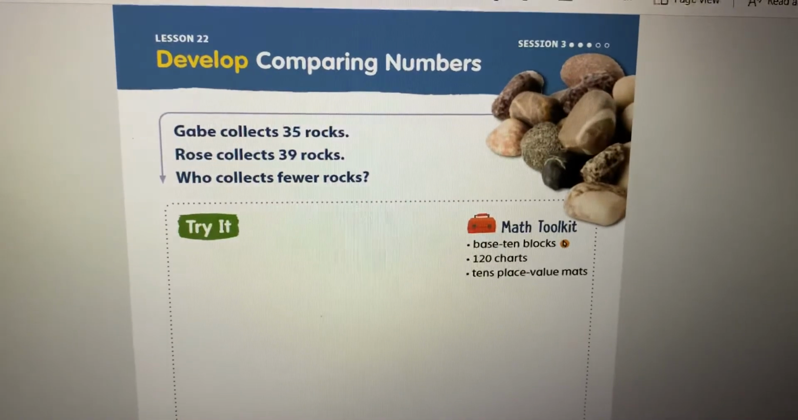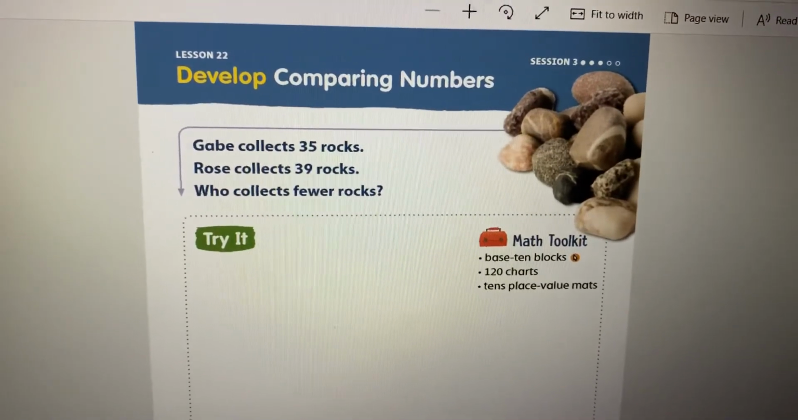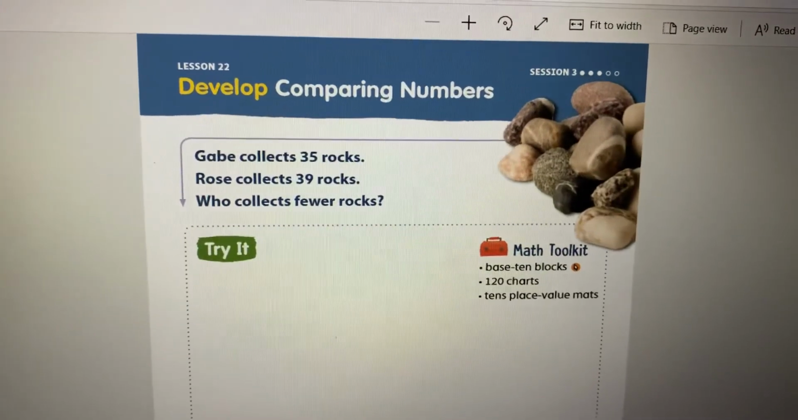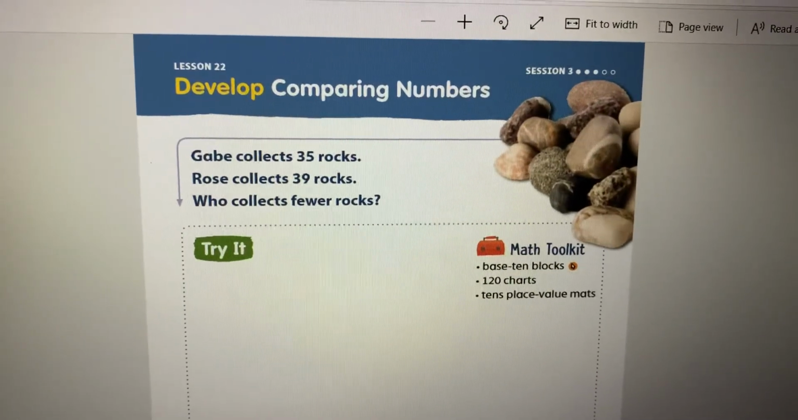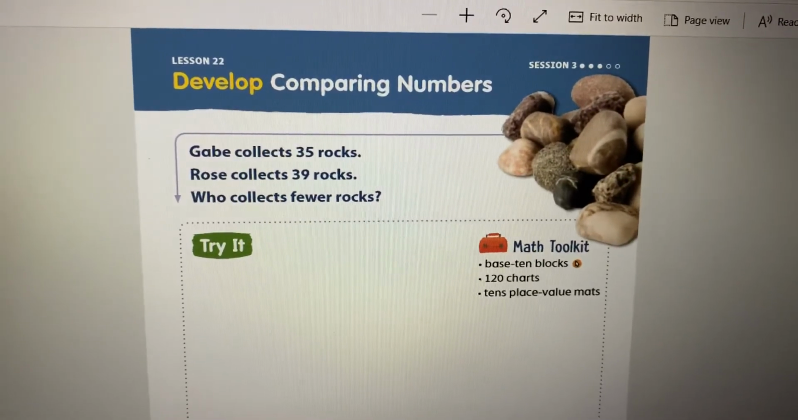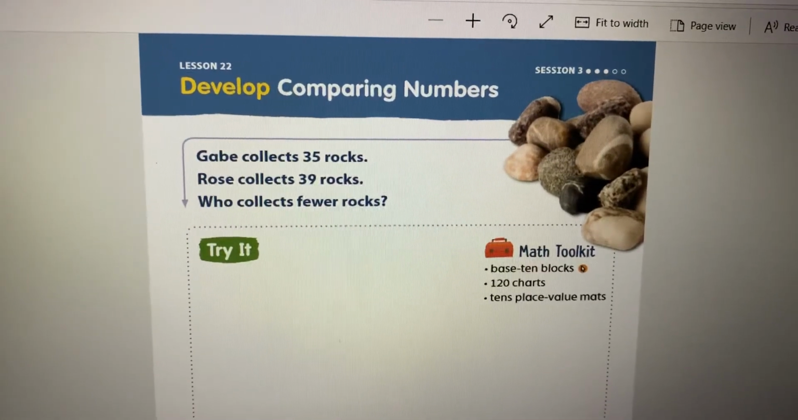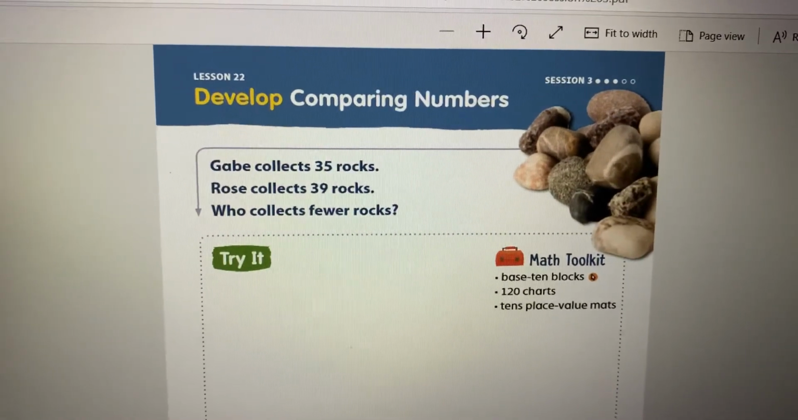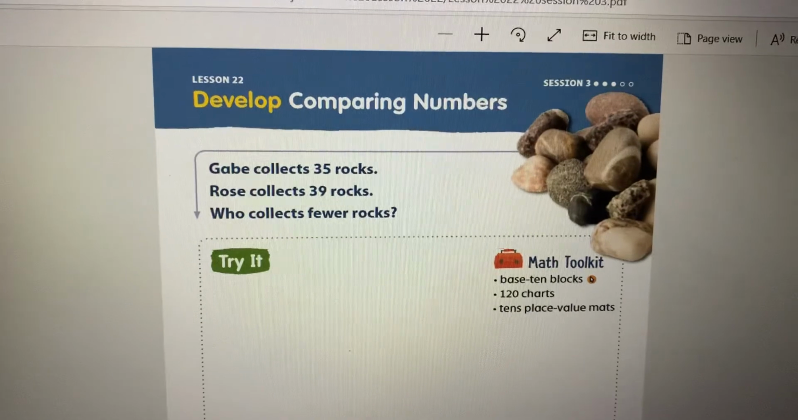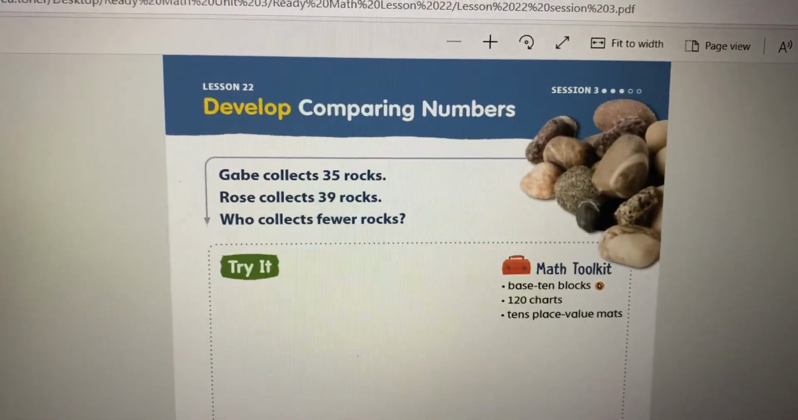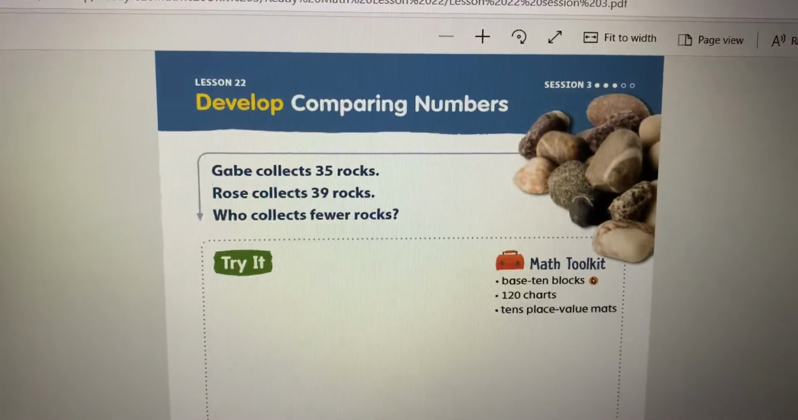Okay, Gabe collects 35 rocks. Rose collects 39 rocks. Who collects fewer rocks? Two more times. Gabe collects 35 rocks. Rose collects 39 rocks. Who collects fewer rocks?